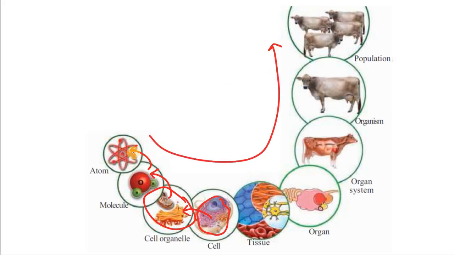See, atoms, various types of atoms, they make your molecule, then various types of molecules, they create cell organelles, then they create cell, tissue, then organ, and then organ system, then we have an organism, right? And then we have a population of organisms.